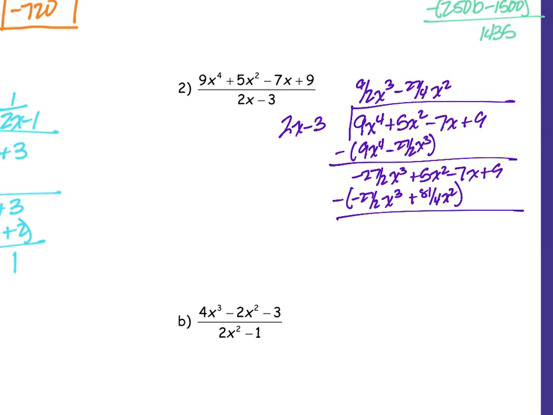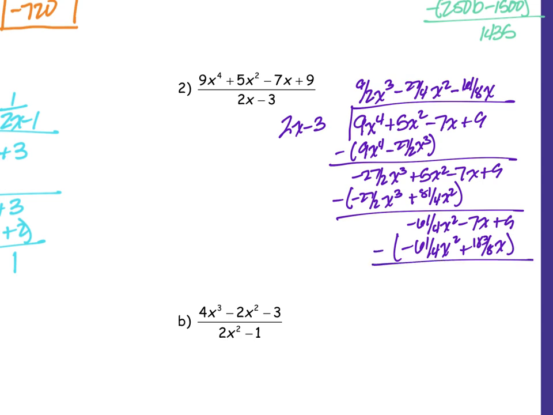Subtract that, and I get negative 61 fourths x squared minus 7x plus 9. And then I get negative 61 eighths x, which is negative 61 fourths x squared plus 183 eighths x. Sorry, you can't really read that.